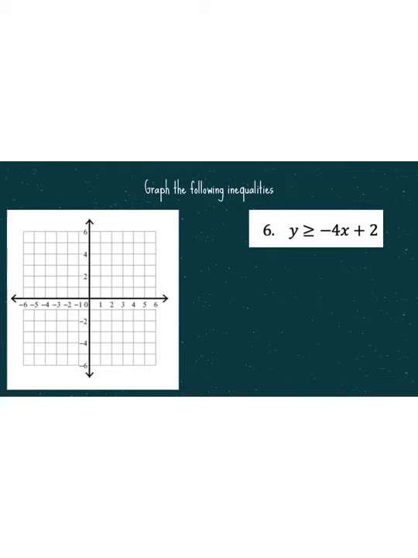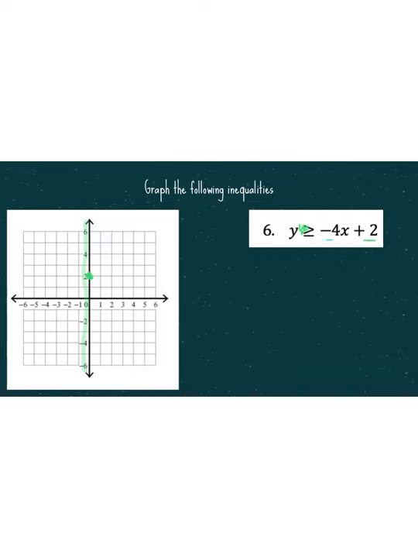Okay, number 6, y is, I'm looking to see where my alligator teeth are. Oops, that's the wrong pen. There they are right there. So the alligator's eating that y. So y is greater than or equal to negative 4x plus 2. So I'm going to go ahead and start on that axis. And it's saying I'm starting at positive 2. So I'm putting in a dot at positive 2.